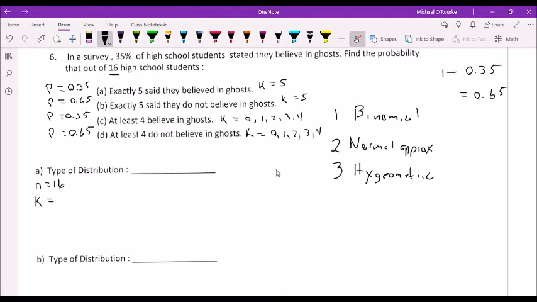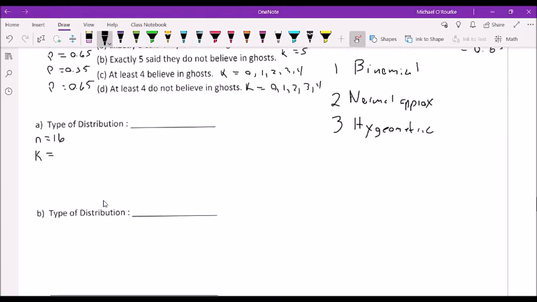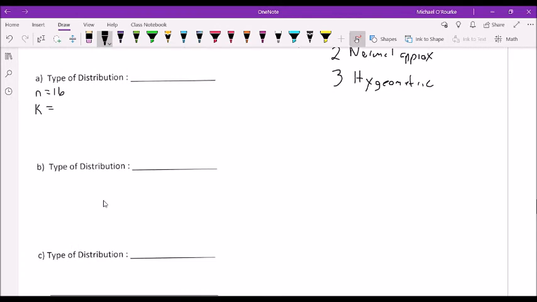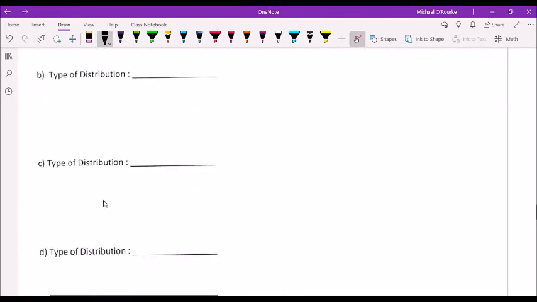Does anyone need help in setting it up? Okay. Which one are you doing, Cassandra? C? Yeah. No, A, B, C. Yeah. All right. So. How did you find that?